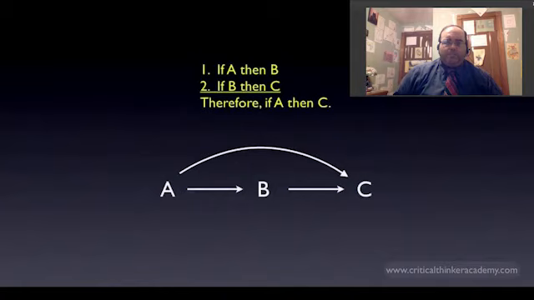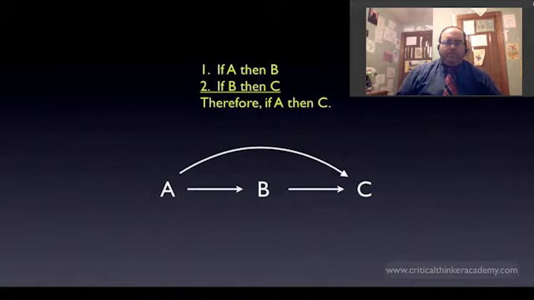Note that both the premises and the conclusion are conditionals. In this argument form, we're never actually asserting that A or B or C is true. All we're asserting is a set of hypothetical relationships. If A was true, then B would follow. And if B was true, then C would follow. And from this we can assert that if A was true, then C would follow.